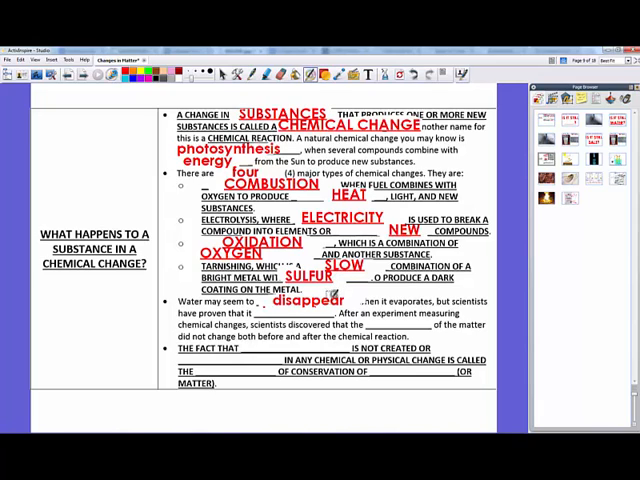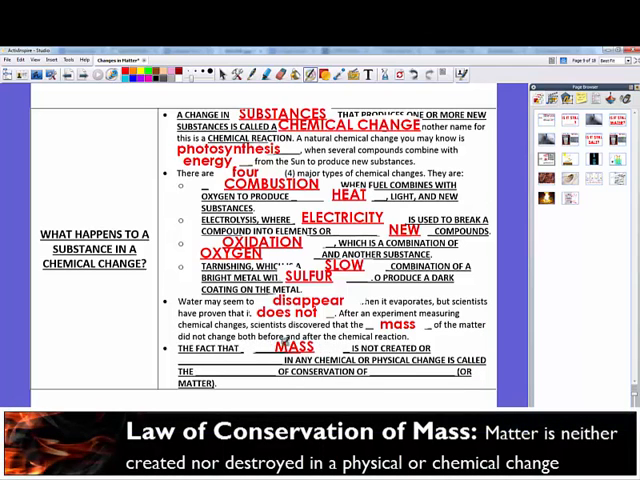So water may seem to disappear, but science has proven that it does not. In fact, it just changes form. So after a famous experiment measuring chemical changes, scientists discovered that the mass, or the amount of matter, in a substance did not change before and after the chemical reaction. And this is really important right here, so I need you to pay close attention. The fact that matter or mass is neither created nor destroyed in a reaction, it's always equal on both sides, is what we call the scientific law of the conservation of mass.